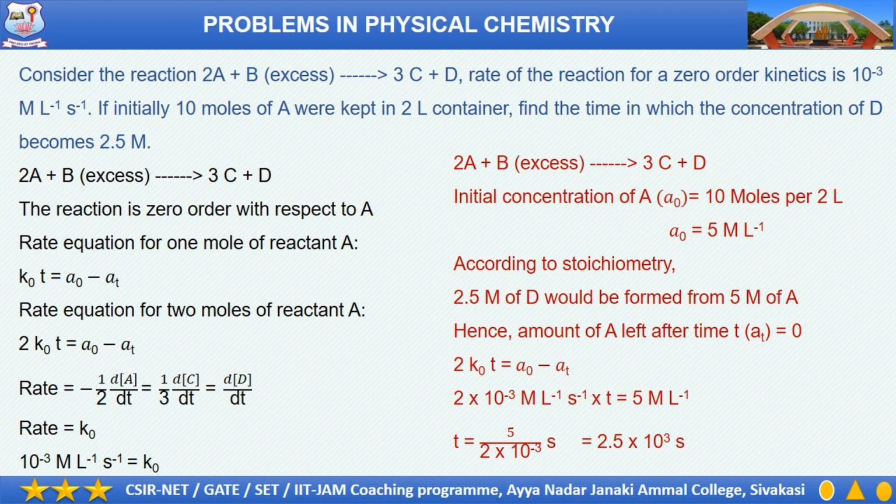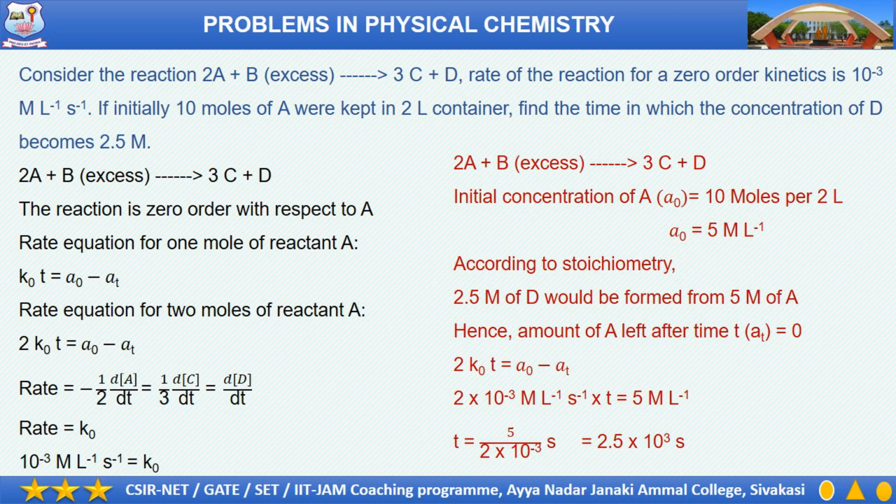If initially 10 moles of A were kept in a 2-liter container, find the time in which the concentration of D becomes 2.5 molar. This is the equation that is given.